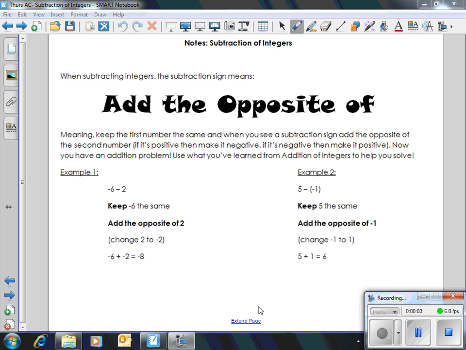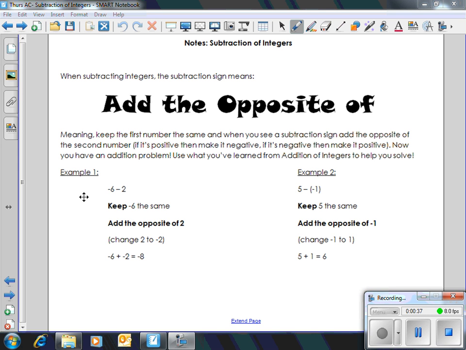This lesson is over subtraction of integers. So when we are subtracting with integers, or any number for that matter, the subtraction sign actually means add the opposite of. Meaning, you're going to keep the first number the same, and when you see a subtraction sign, you're going to add instead of subtract the opposite of whatever the second number is. If it's positive, then make it negative. If it's negative, then make it positive. And now you'll have an addition problem, and that's what we did yesterday.